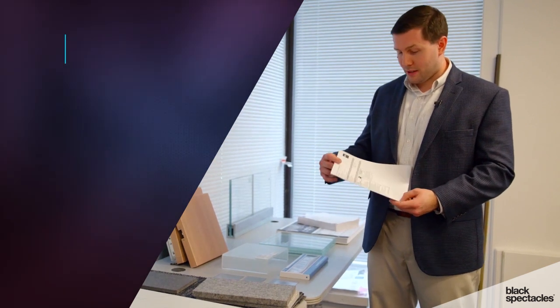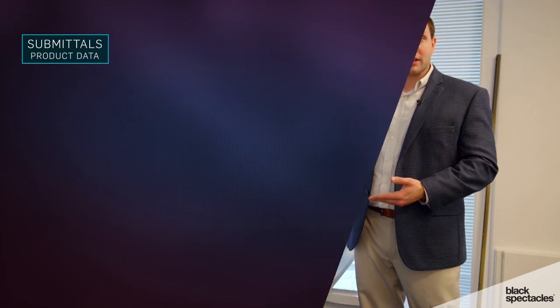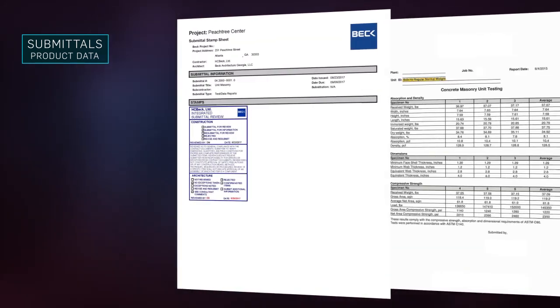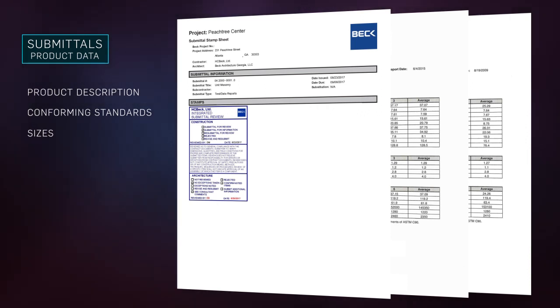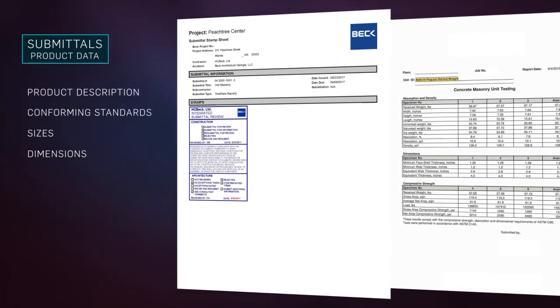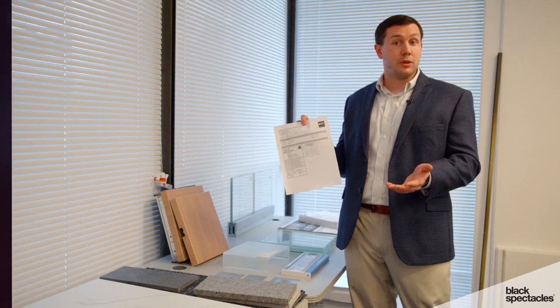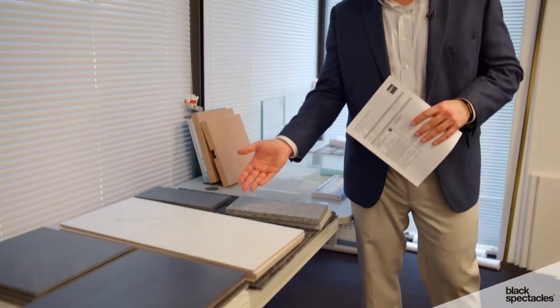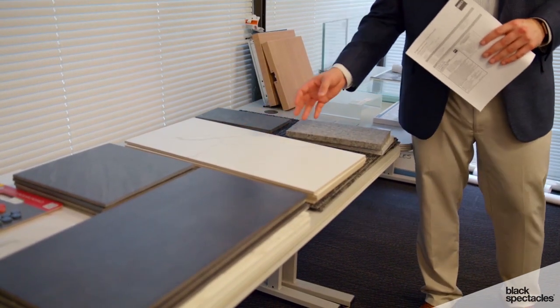The second part of that is product data. This is the data sheet provided by the manufacturer. It's a big list: what the product is, what standards it conforms to, what size it is, what specific product dimensions we are using, thicknesses, things like that. And you compare this back to your details and say, yes, we are using 3/8 inch tile, for example, say in the mall. This is the appropriate tile, this is the color that we want.